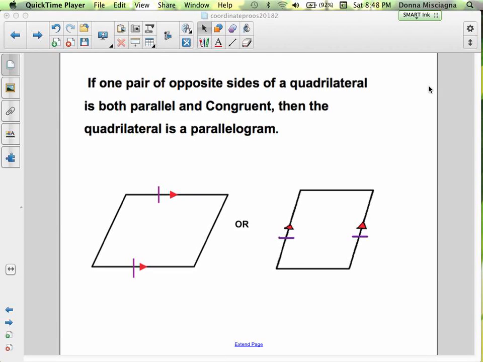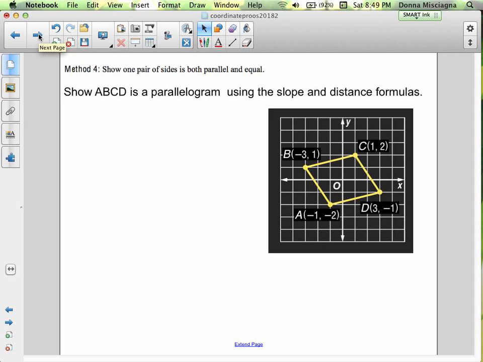So this is our last method to prove that a quadrilateral is a parallelogram. And the last method uses both the slope and the distance formula. If you remember, if one pair of opposite sides of a quadrilateral is both parallel and congruent, then the quadrilateral is a parallelogram. And it doesn't matter which pair of opposite sides, right? If one pair of opposite sides is both parallel and congruent, the quadrilateral must be a parallelogram. So this is our fourth and final way to prove a quadrilateral is a parallelogram.